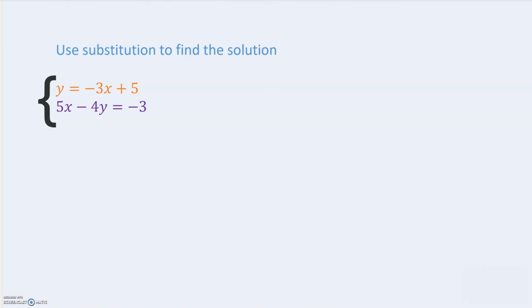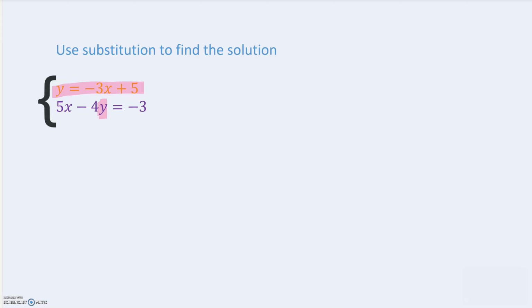So if we're going to use substitution to find the solution, the first thing we need to make sure is that we have something that equals something else. So as we can see in this problem here, we have that y equals -3x plus 5. And since I know what y is, -3x plus 5, everywhere that I have a y in the other equation, I'm going to replace with -3x plus 5.